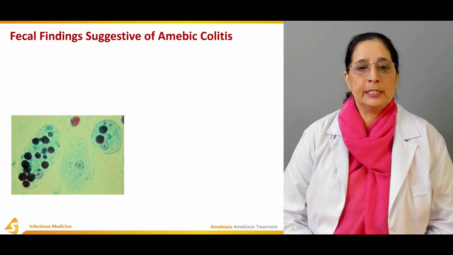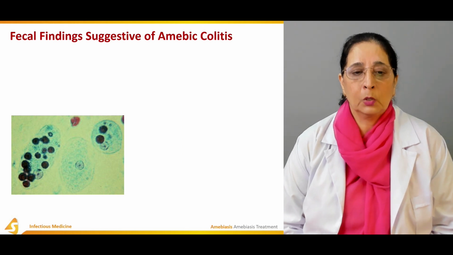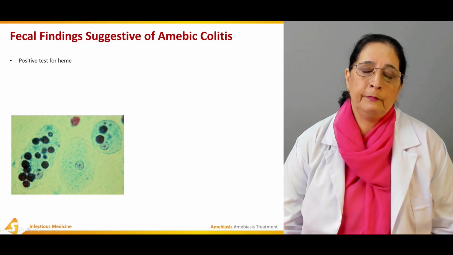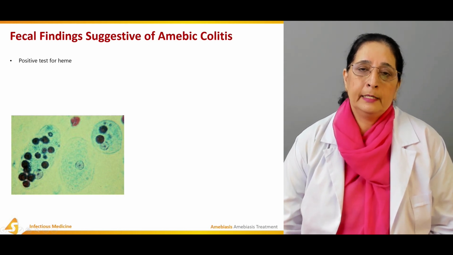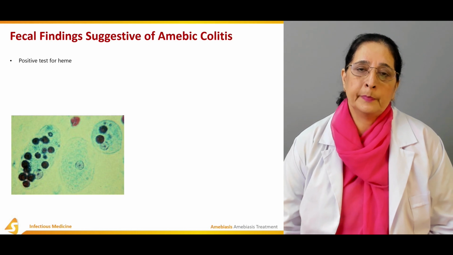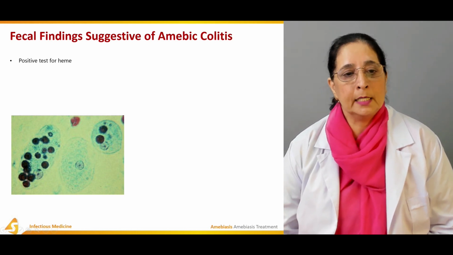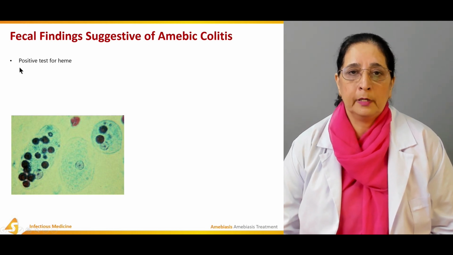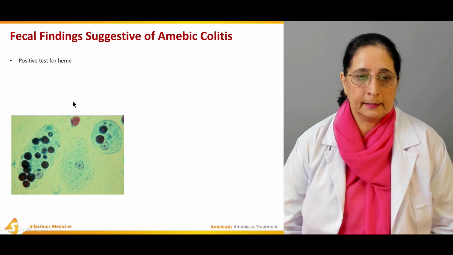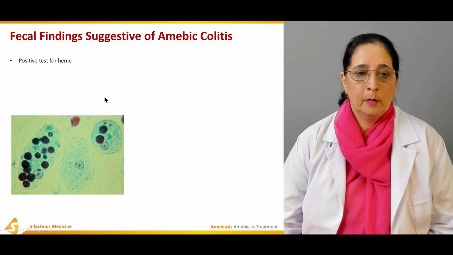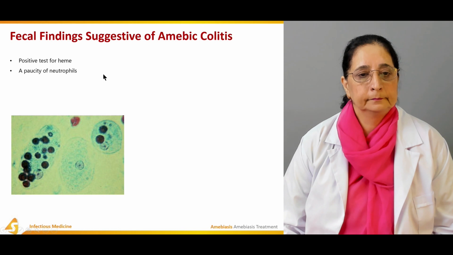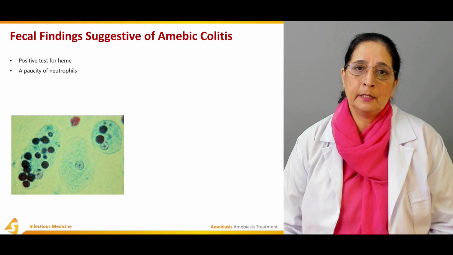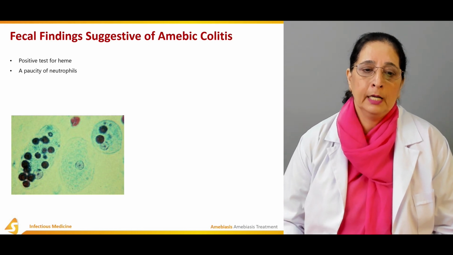Fecal findings suggestive of amebic colitis: a positive test for heme in the dysentery. There is little stool specimen, and more mucus and blood is present. So stool or fecal specimens are positive for heme or blood. You can see in this slide also, positive for blood. A paucity of neutrophils is also present because of all the infection that's going on.